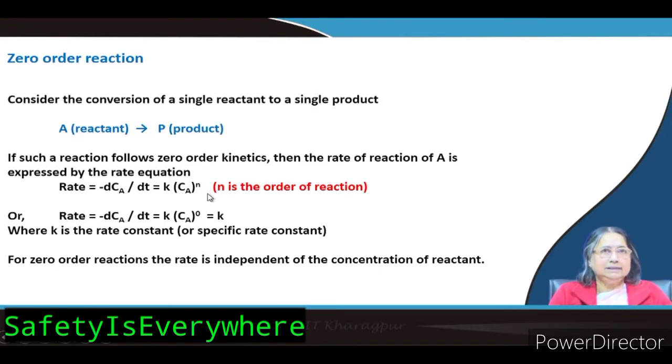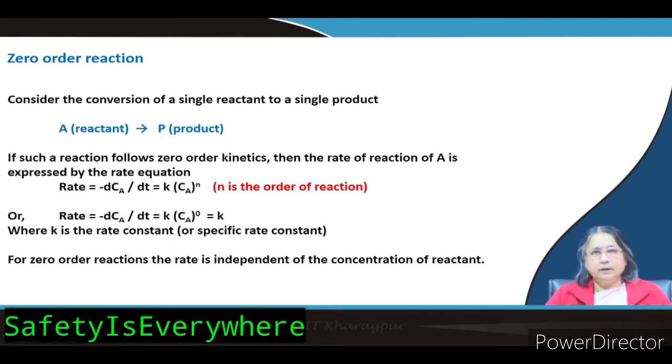And then because it is a zero order reaction, we can write C_A to the power 0. So, rate is nothing but minus dC_A by dt equals k into C_A to the power 0, because it is a zero order reaction. So, this is becoming 1. So, it is k. From here we can tell that in zero order reactions the rate is independent of the concentration of the reactant, and here k is the rate constant or specific rate constant that I already discussed in the previous lecture.